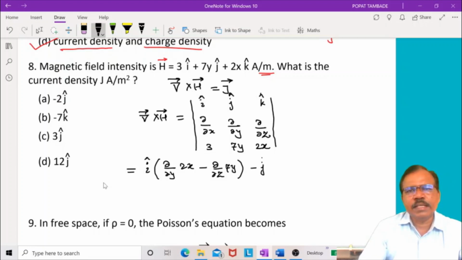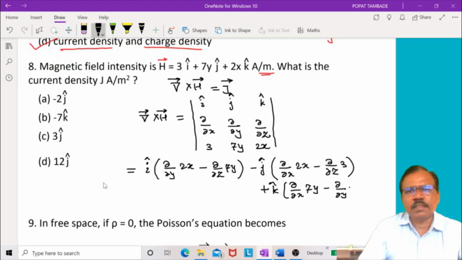minus j (∂/∂x of 2x minus ∂/∂z of 3) plus k (∂/∂x of 7y minus ∂/∂y of 3).